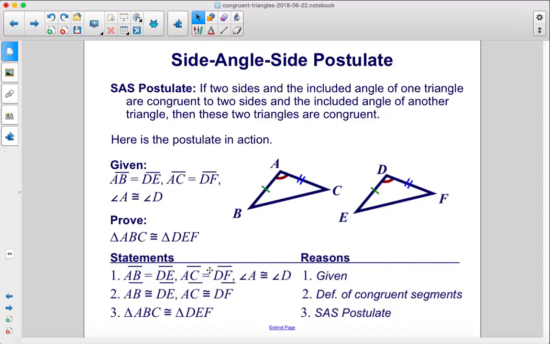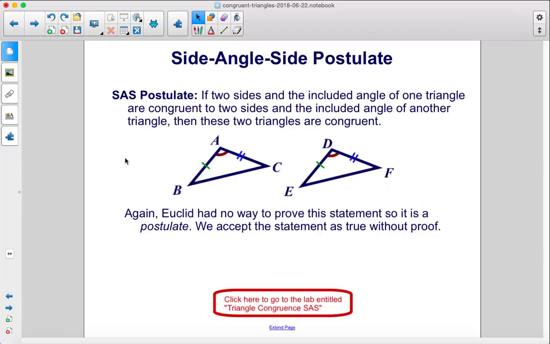Then we know that these sides are also congruent because that's the definition of congruent segments. So line segment AB is congruent to line segment DE, and line segment AC is congruent to DF. Therefore, because the angle here, A and D, is congruent, and these sides are congruent, the triangles are congruent to each other because of the side-angle-side postulate.